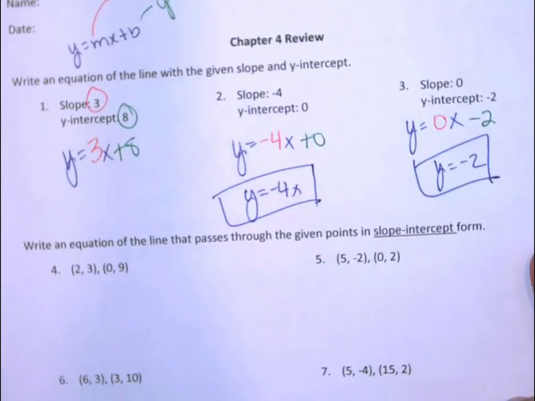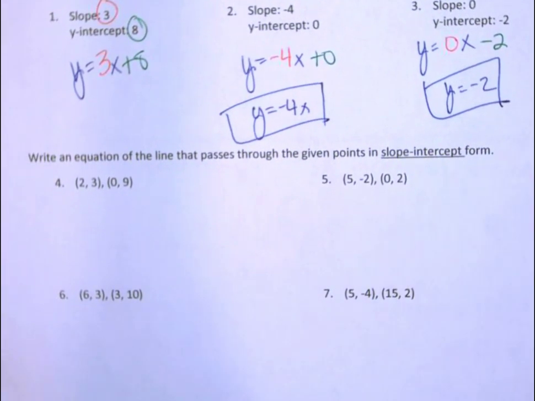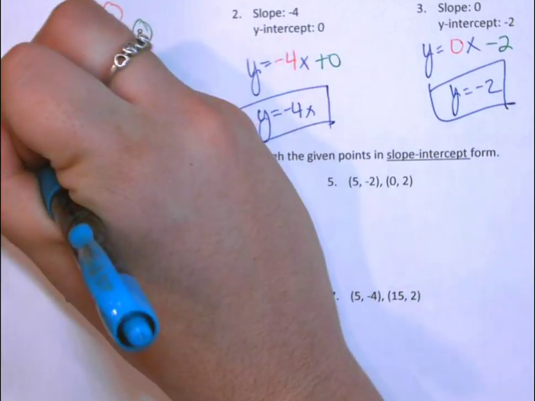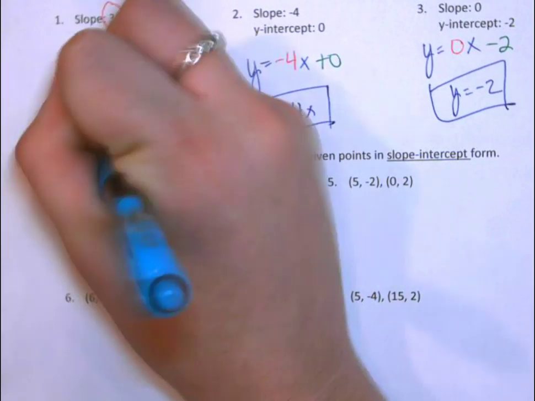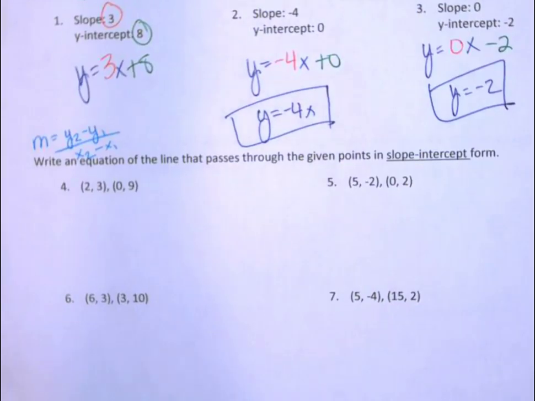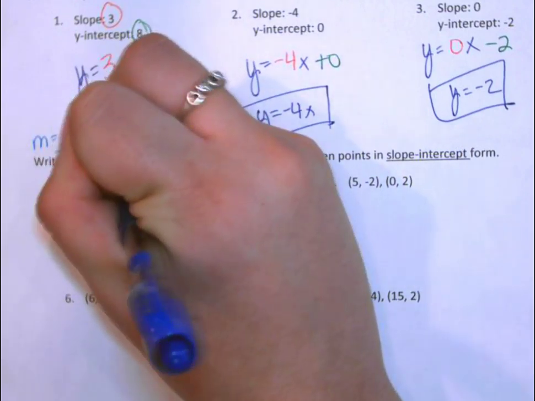Okay. When it wants me to find the equation of the line that passes through the given points in slope-intercept form, I want to use the slope formula, which is m equals y2 minus y1 over x2 minus x1. So what I'm going to do is I'm going to label my points. This is x1, y1, x2, y2.